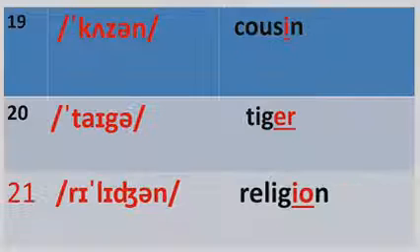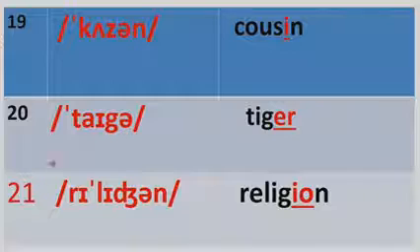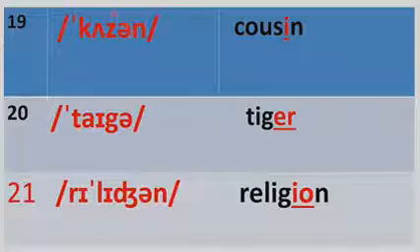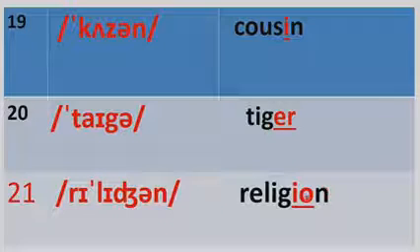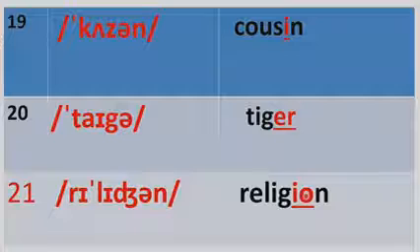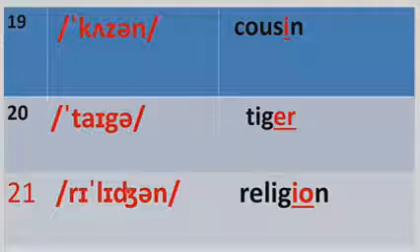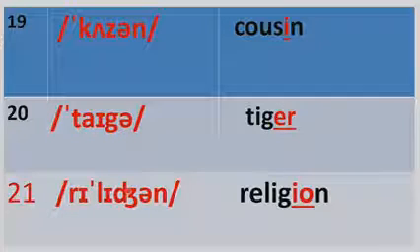Where do we find the schwa in number 19? It is pronounced in letter I, and this is pronounced cousin. Say cousin. But some will leave out the schwa totally, they just pronounce it cousin. In number 20, we find schwa in letters ER, and it's pronounced tiger instead of tiger. Number 21 has IO as the schwa, so it is pronounced religion instead of religion. And we call the words cousin, tiger, religion. Great.